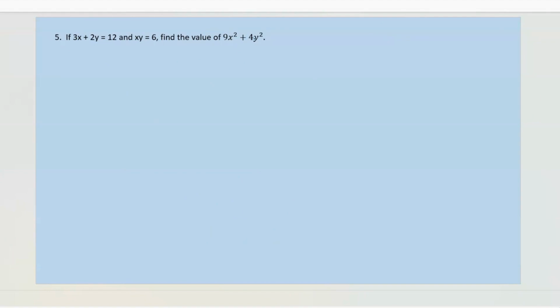Okay, so next question. If 3x plus 2y equals 12 and xy equals 6, find the value of 9x squared plus 4y squared. For this question, we are going to be using (a plus b) whole square equals a squared plus b squared plus 2ab.